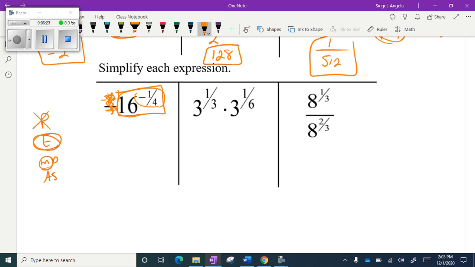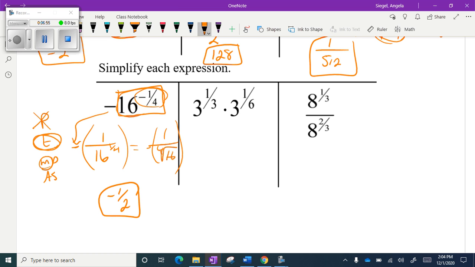So this negative in the exponent says that it's going to go in the denominator of the fraction. So it looks like that. And so then I'm going to multiply that by that -1. Here, let me go back. So that's where that's coming from. Okay, and if I rewrote this in radical notation, it's going to look like that. And the 4th root of 16 is 2. So again, I'm going to have -1/2.